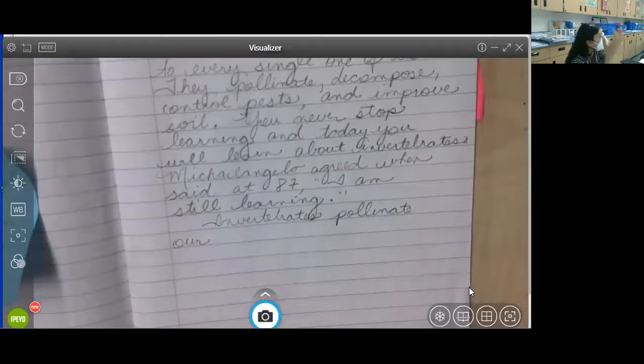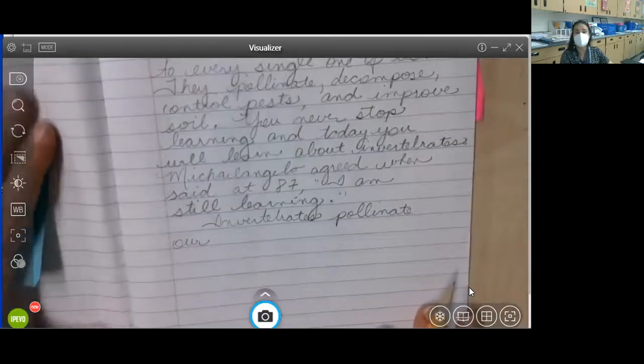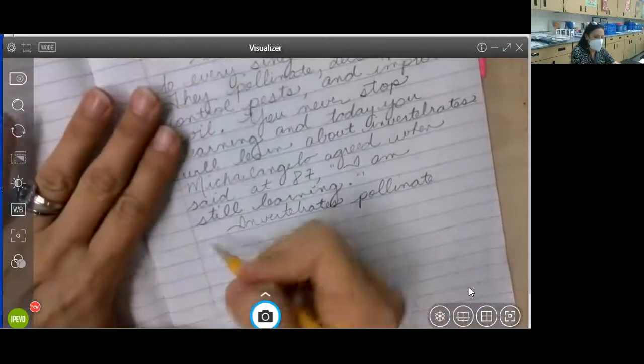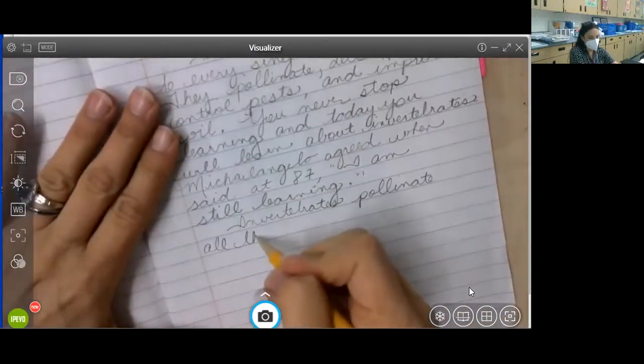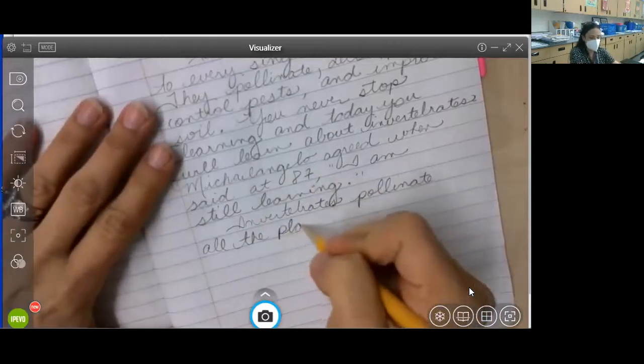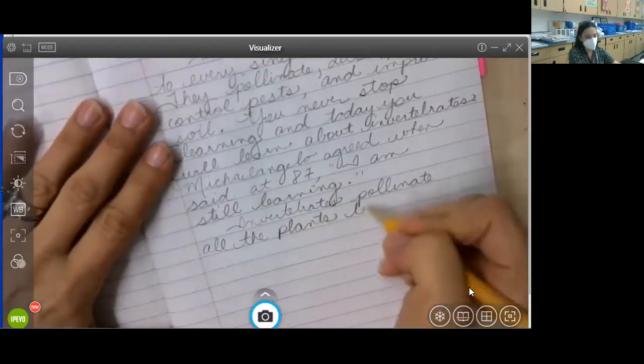And yes, bees are invertebrates. That's exactly right, Brock. Yes. Kennedy? They pollinate for what? Our entire life. Yes, that's beautiful. Invertebrates pollinate for our entire life. I'm going to say invertebrates pollinate all the food. No. All the plants that give us food.